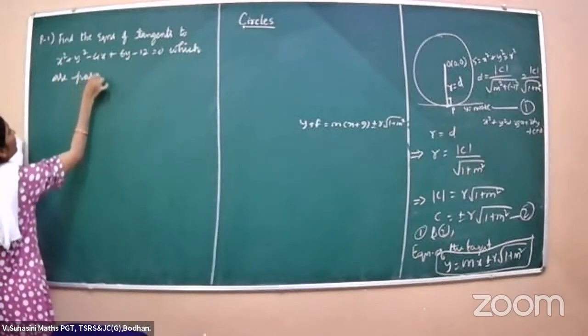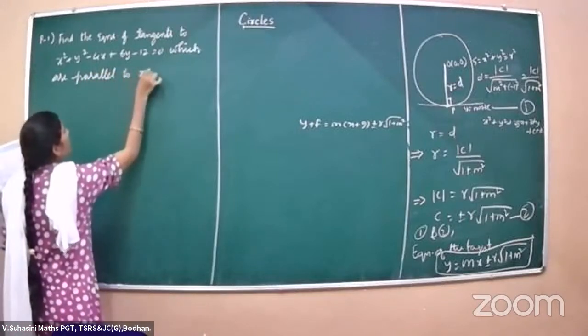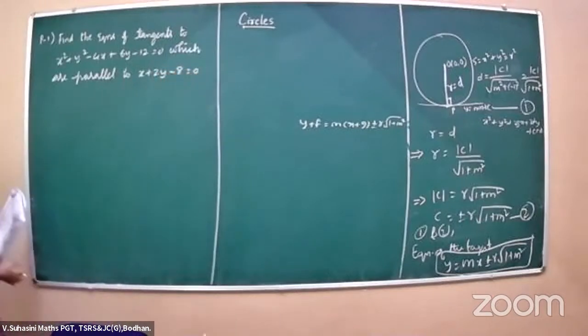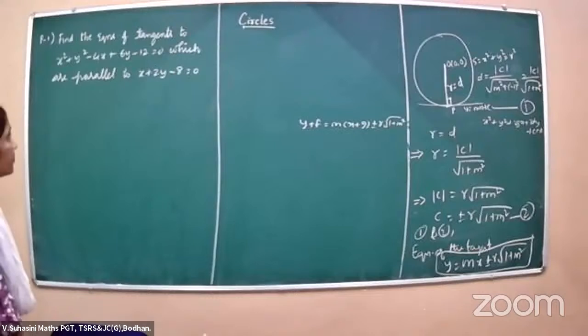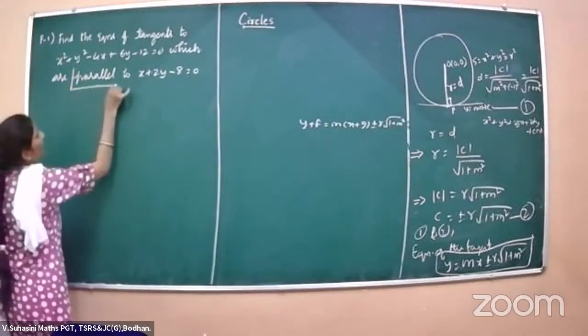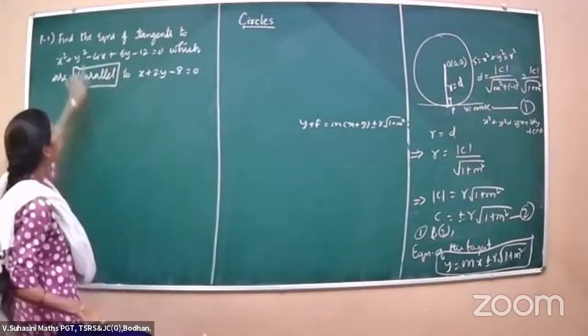Which are parallel to x plus 2y minus 8 equal to 0. Though this is a problem, we will discuss two conditions here, children. Underline the concept of parallel. Okay, read the question first. What we need to find out?